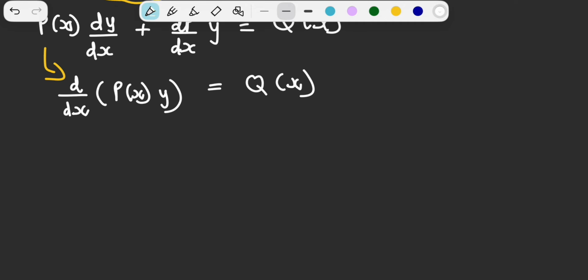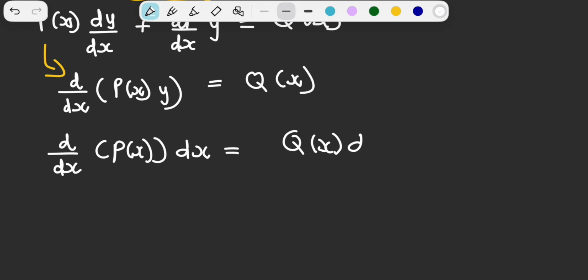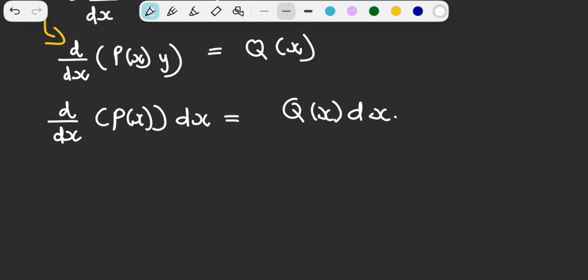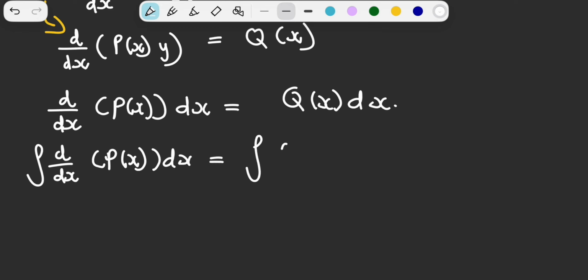If you do this, you can do very, very cool things. You can multiply by dx on both sides, so you have d of p of x times y, and q of x times dx. Now the next thing you can do is take the integral on both sides. So the integral of d of p of x y is equal to the integral of q of x dx.